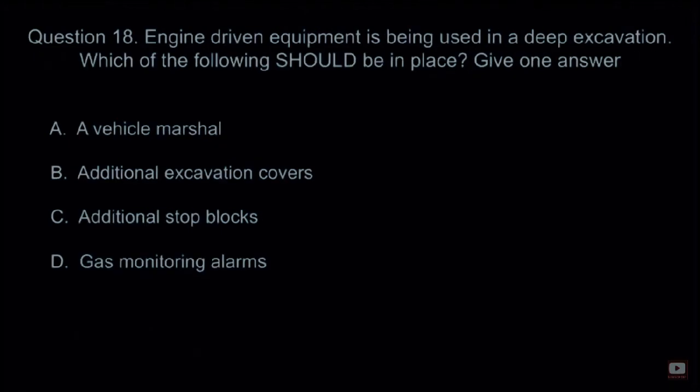Question 18. Engine-driven equipment is being used in a deep excavation. Which of the following should be in place? Give one answer. A. A vehicle marshal. B. Additional excavation covers. C. Additional stop blocks. D. Gas monitoring alarms.